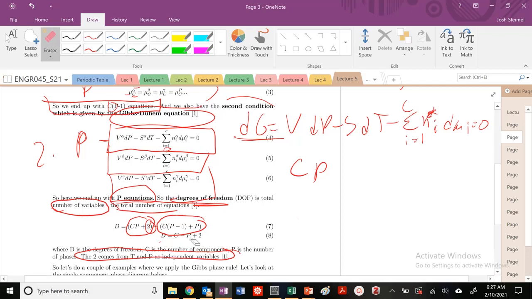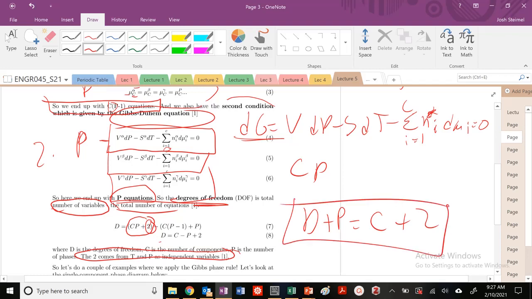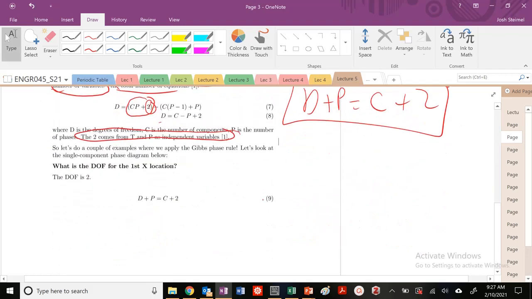Actually, I'm going to erase right here. This beautiful expression here. And we can kind of rearrange this. It's more often shown as D plus P equals C plus 2. And this is very, very important. This is for a single component temperature versus pressure phase diagram.